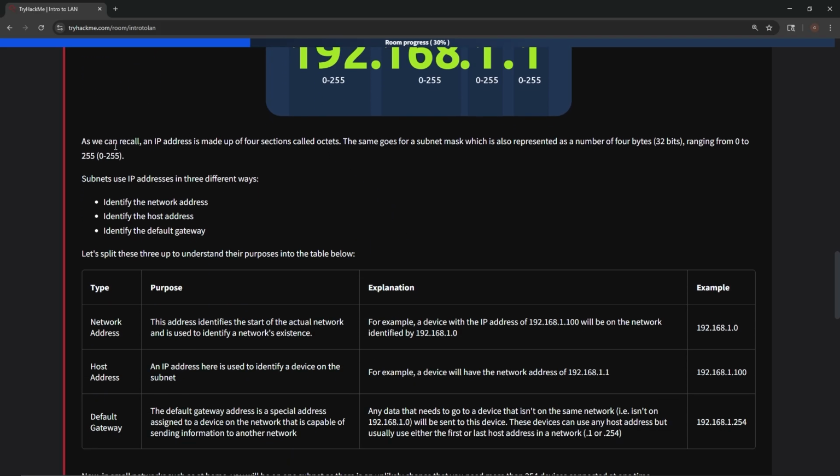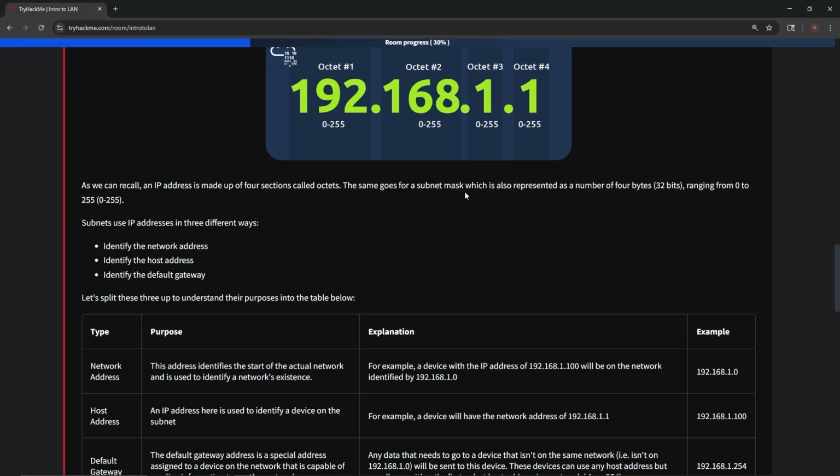As we can recall, an IP address is made up of 4 sections called octets. The same goes for a subnet mask, which is also represented as a number of 4 bytes or 32 bits, ranging from 0 to 255. And remember, 0 counts as a number, so there's actually 256 numbers. Subnets use IP addresses in 3 different ways: they identify the network address, identify the host address, and identify the default gateway.